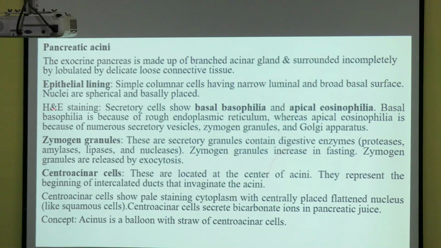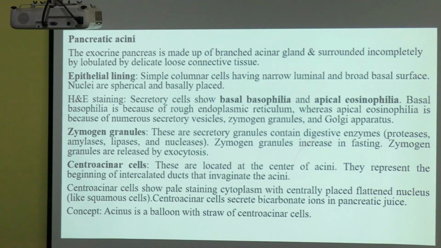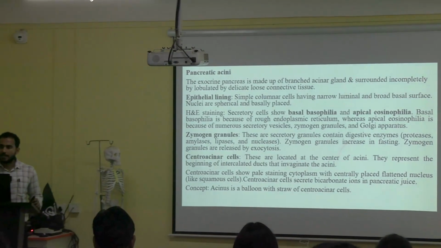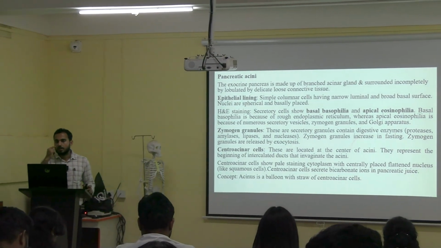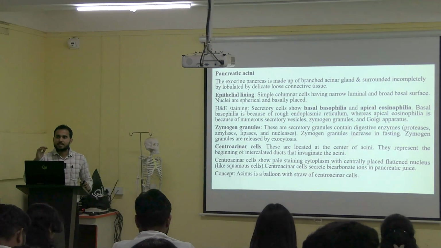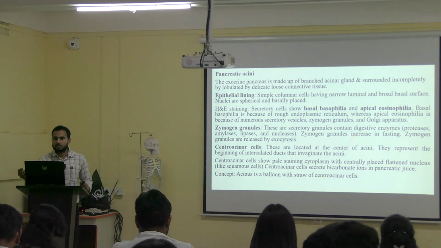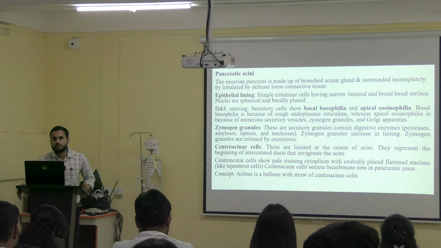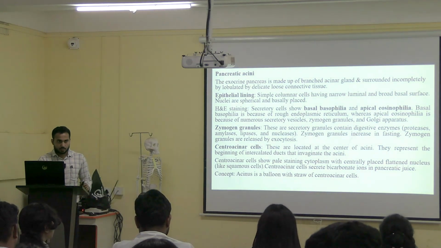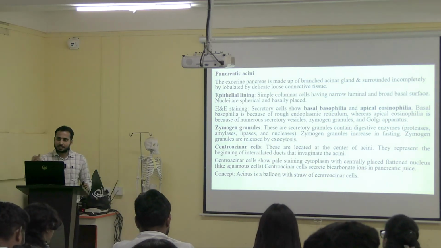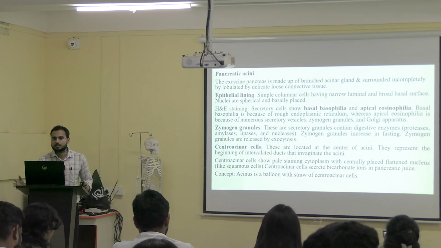Next, H&E staining is very important because with its help you have to identify the cells. With H&E staining, if you see the cell, the basal part is basophilic and the apical part is eosinophilic. Same cell, but the basal part stain is different and the apical part stain is different. What is the meaning of that?